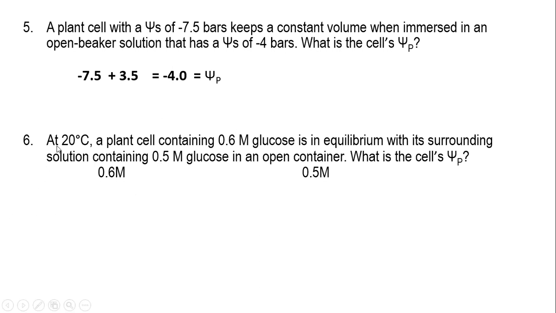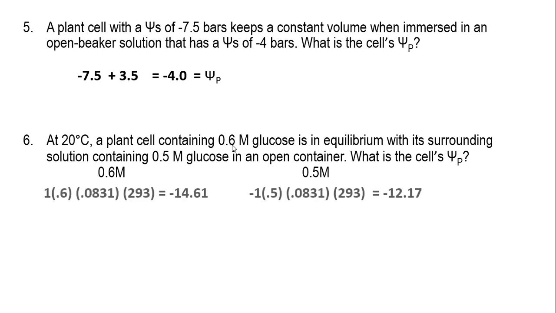Okay, next thing, we have a cell that contains 6 molar glucose. It is in equilibrium with its surrounding solution containing 0.5 molar glucose. What is that cell's pressure potential? So again, the same thing. Okay, so now we have to figure out the pressure of everything, right? An osmotic potential. So we know that this is the cell's osmotic potential.